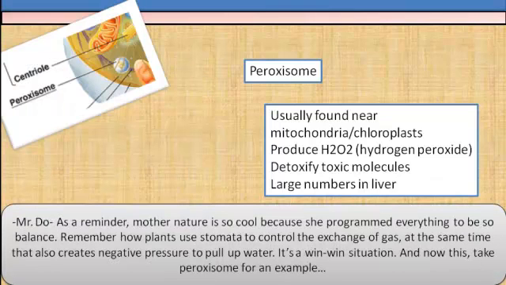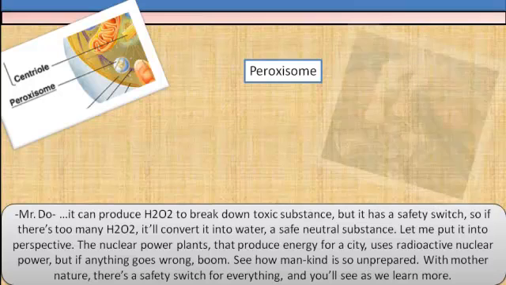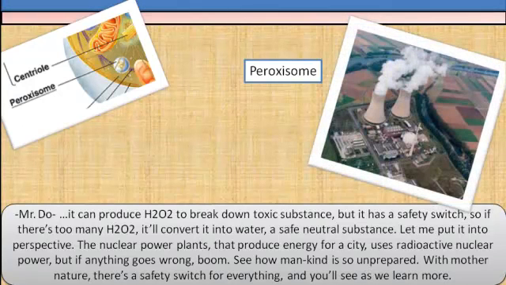As a reminder, Mother Nature is so cool because she programmed everything to be so balanced. Remember how plants use stomata to control the exchange of gas at the same time it also creates negative pressure to pull up the water? It's a win-win situation. And now this, take peroxisome for an example. It can produce hydrogen peroxide to break down toxic stuff, but it has a safety switch, so if there's too much hydrogen peroxide, it can convert it into water, a safe neutral substance.